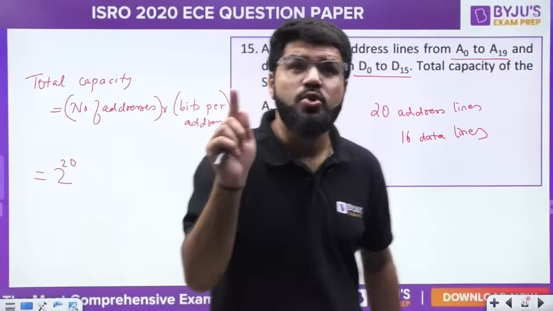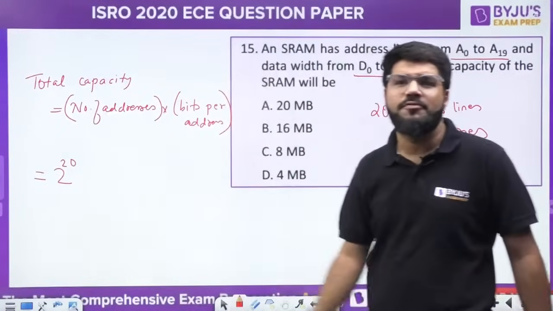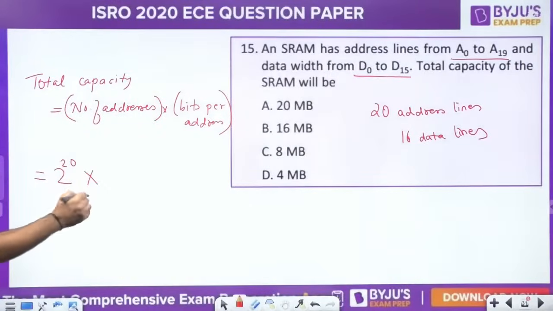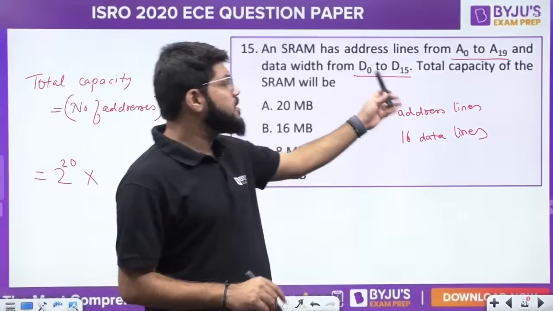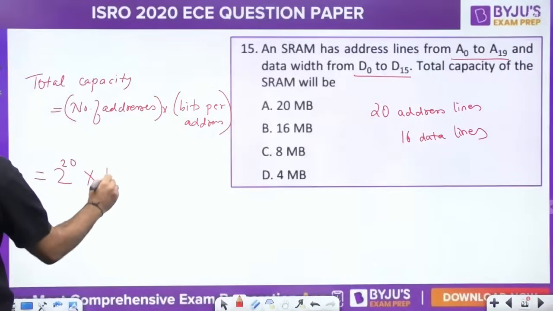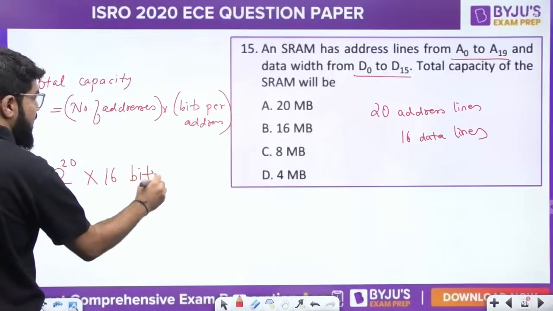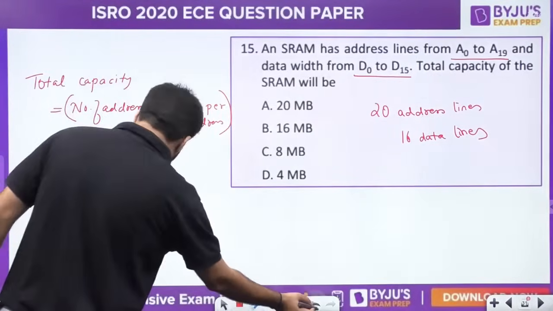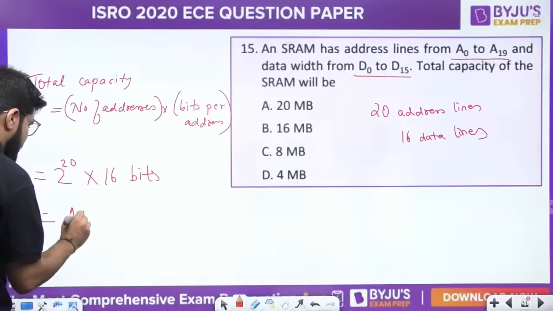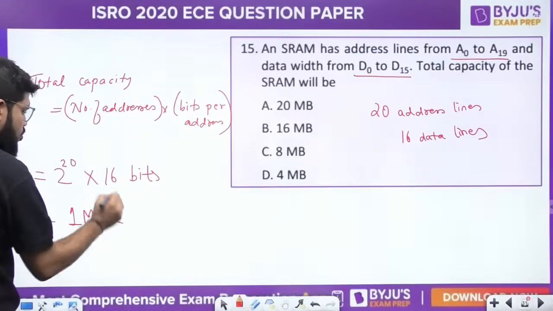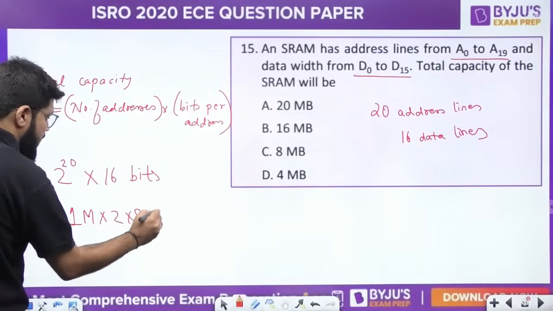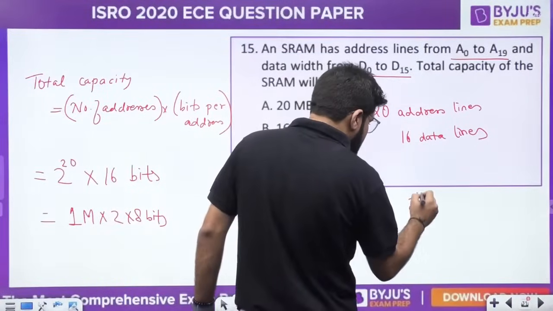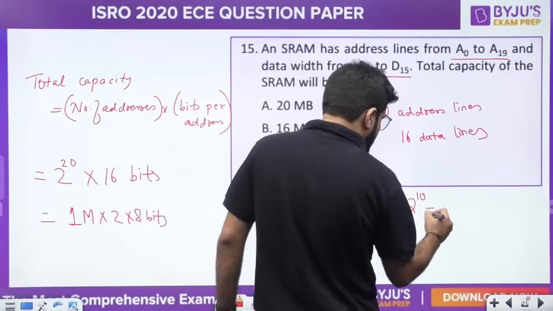20 are the address lines. So using 20 bits, how many addresses can you form? You can form 2 power 20 addresses, multiplied by bits per address. Every address can store data in 16-bit format, so this is a total of 16 bits. The options are in bytes, so this becomes 2 power 20 times 2 times 8 bits. What is 2 power 20? 2 power 20 is 1 mega. Remember guys, 2 raised to the power 10 is 1024.